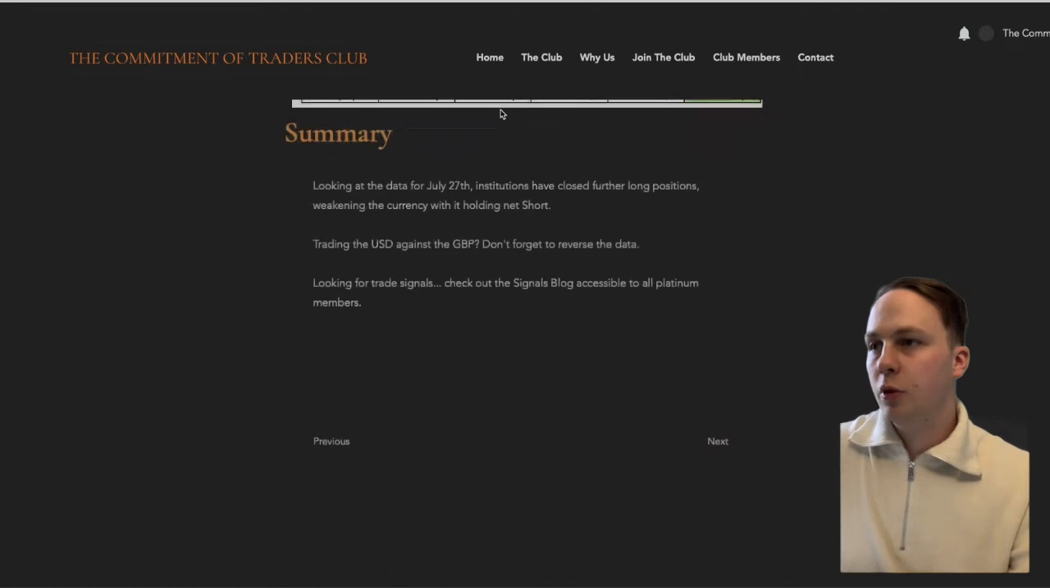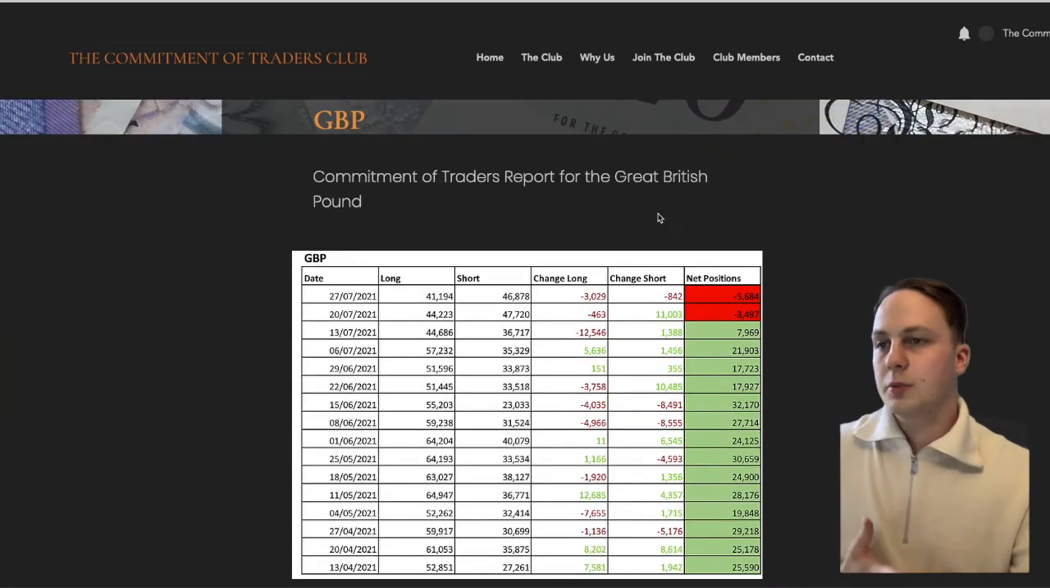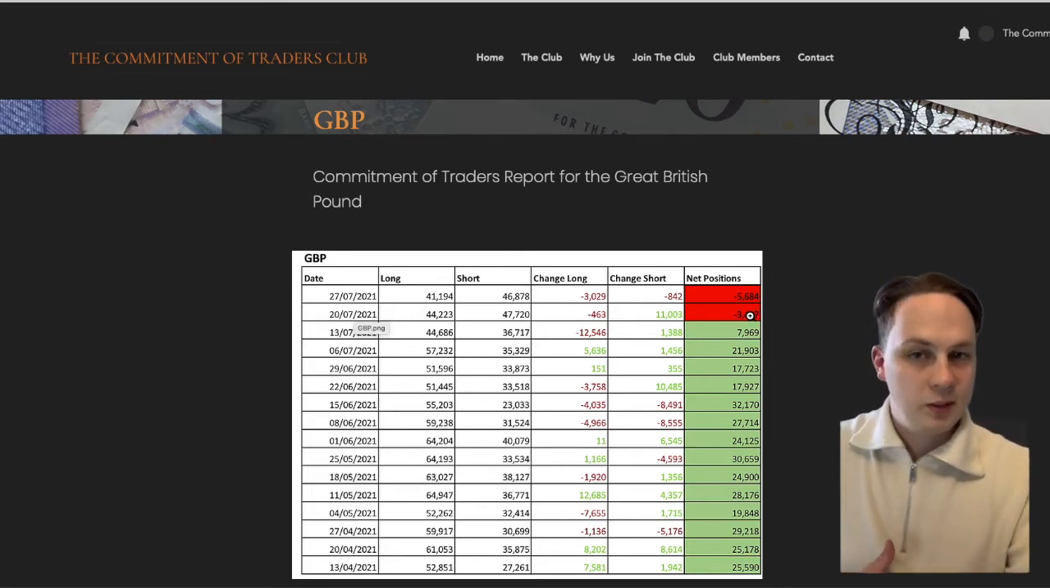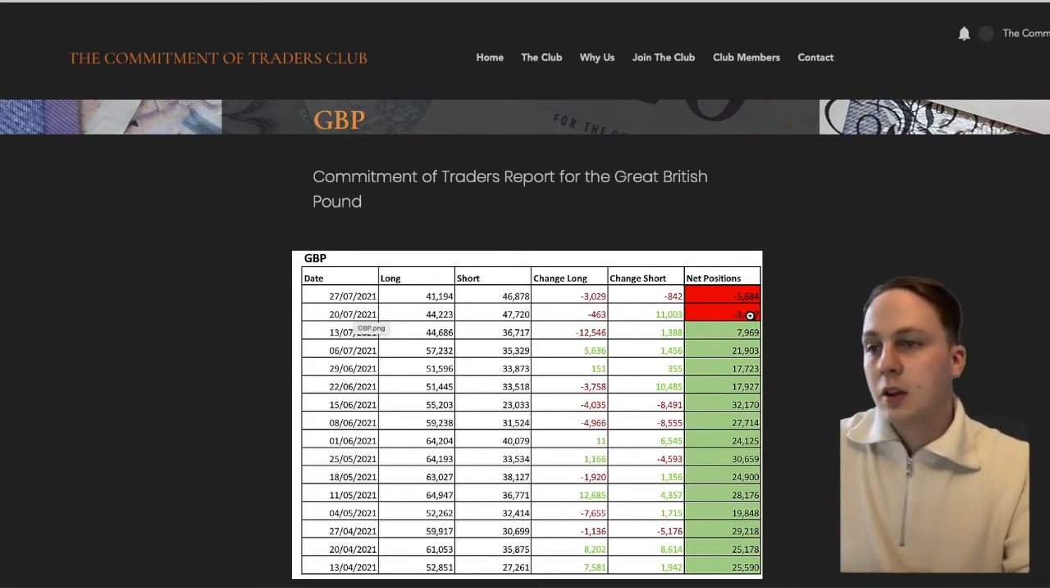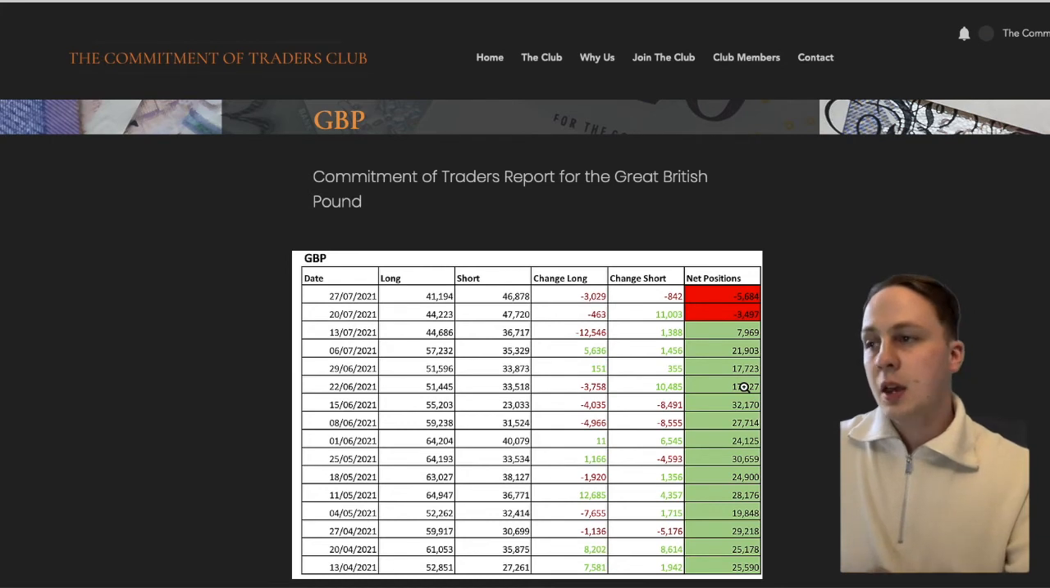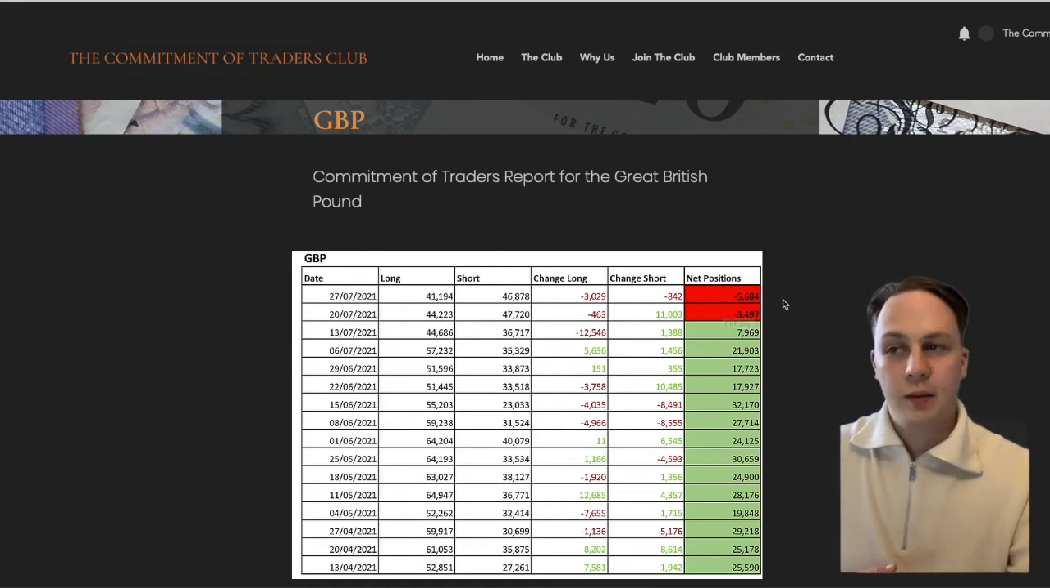So we click view report and up comes our chart. And what we saw here from the 20th of July, there's been a huge shift in momentum from an institutional basis. From the weeks previously, the net positions were long. Banks were looking at longing GBPUSD. But then on the 20th of July, that all changed. And now the banks were net 3.5k short positions.